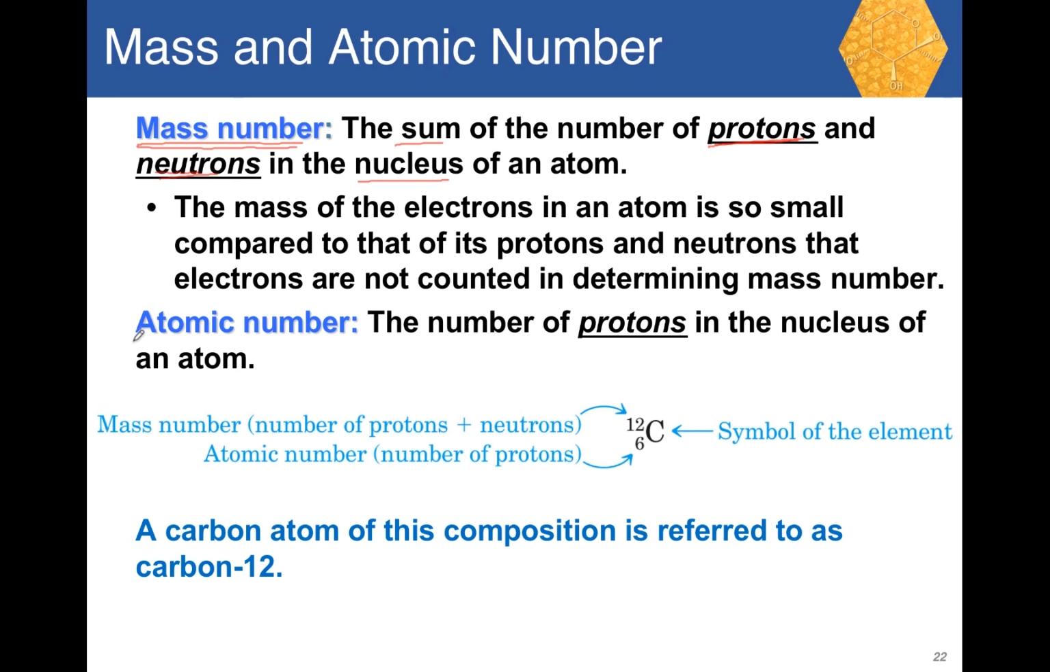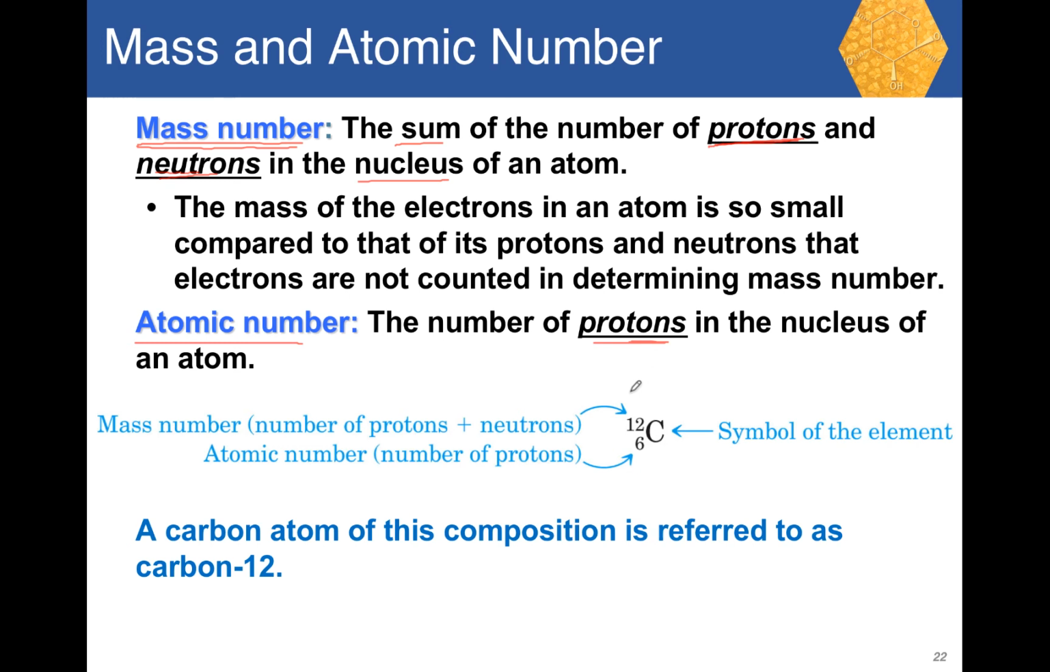The atomic number is the number of protons. So in other words, instead of saying that this atom has 6 protons, we will say the atomic number of this atom is 6. Again, make sure you understand these terms, because this is how we will communicate.